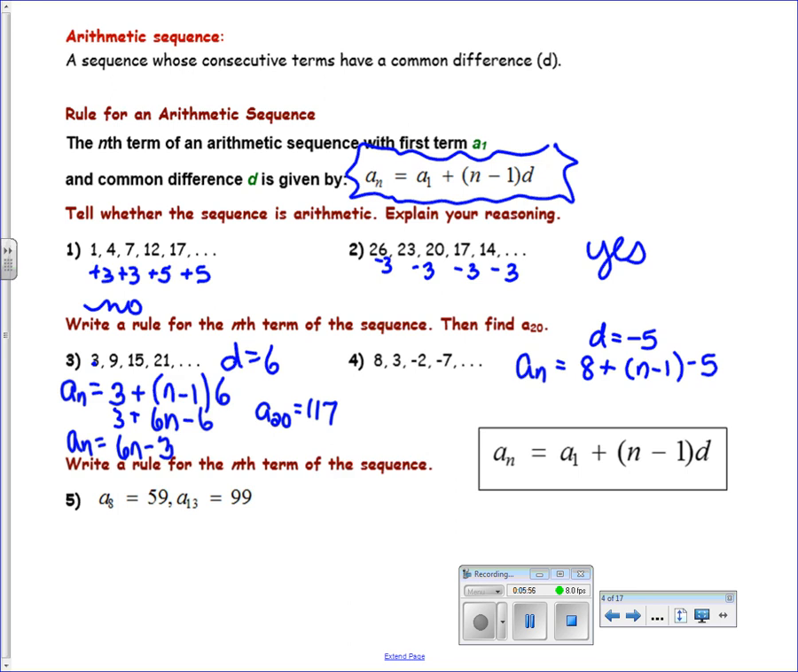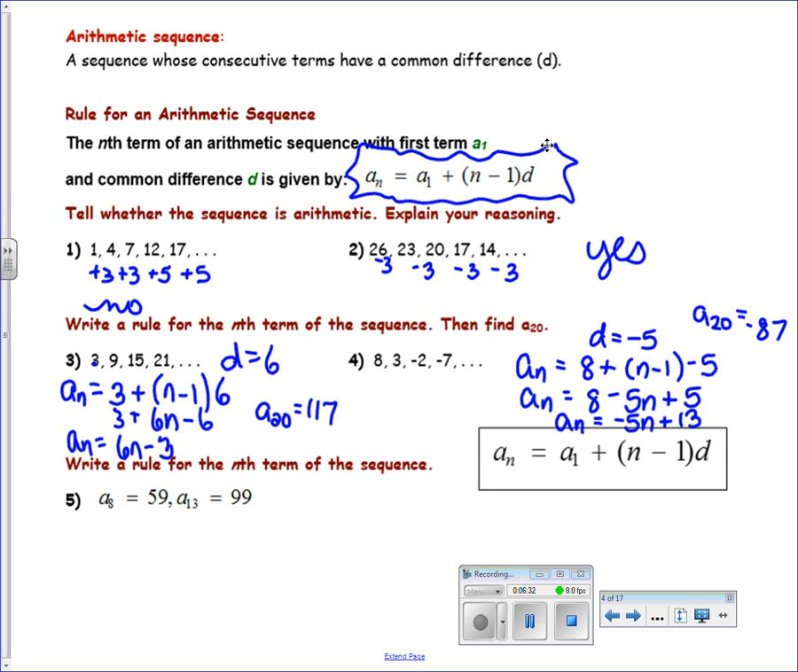That, again, needs to be distributed out. So we're going to have 8, and then negative 5 times n, which is negative 5n, and negative 5 times negative 1 will make a positive 5. So my rule is a to the n is equal to negative 5n plus 13. And then we're going to find the a to the 20th term. So I'm going to plug 20 in here, multiply that out, get negative 100, and then negative 100 plus 13. And so yesterday we said negative 87. And that's kind of where we stopped yesterday.